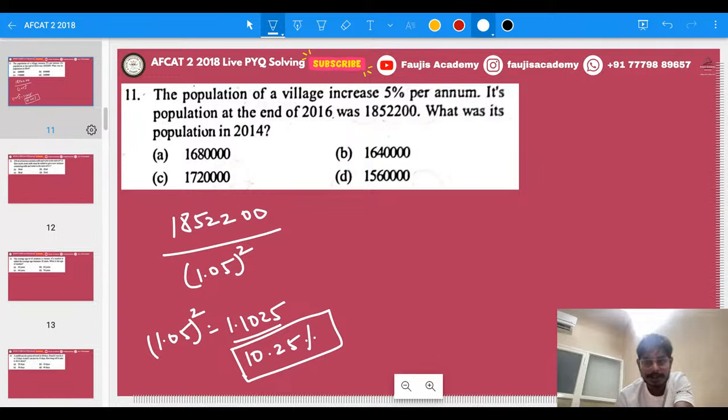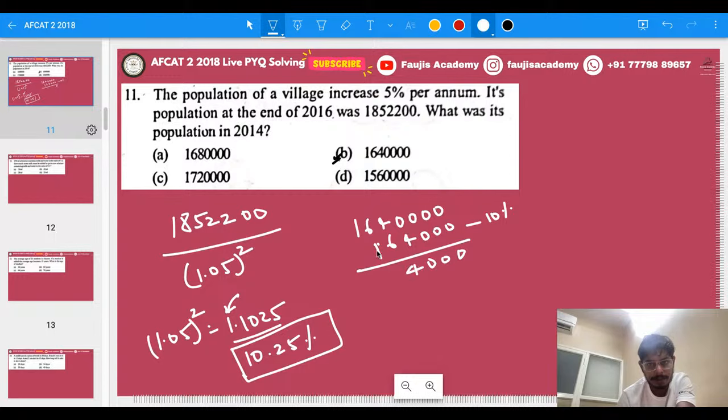This is the net increase, right? 10.25% is a net increase. This one is always the principal amount, isn't it? So let's say if you pick up this number, B. How does this work out? 164,000. Then 164,000, right? This is only 10%.